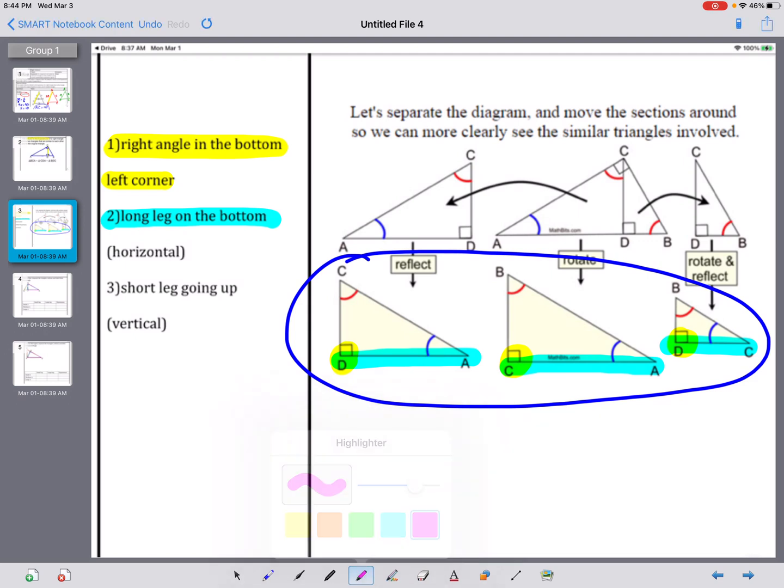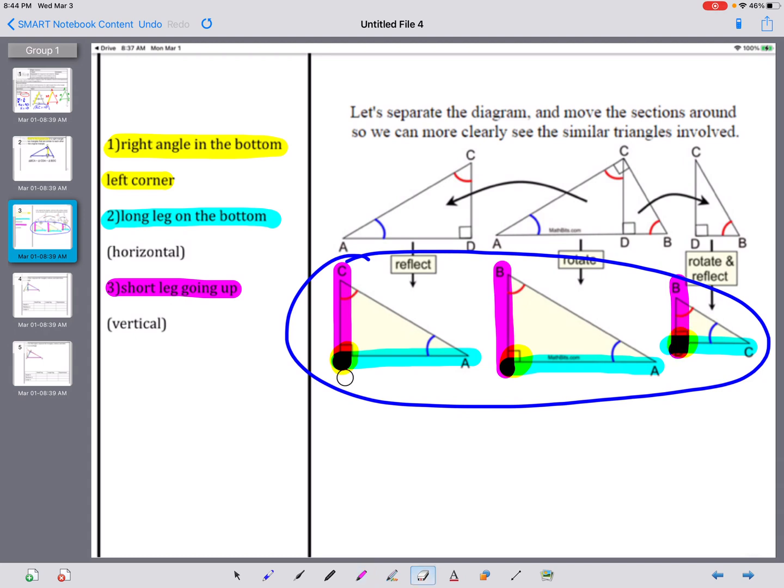And lastly, put the short leg going up or vertical. So the short leg of each triangle should be going up vertical like this. Oops, I kind of blackened that out there, but it should be going just like this. Let's erase that so you can still see the letter.